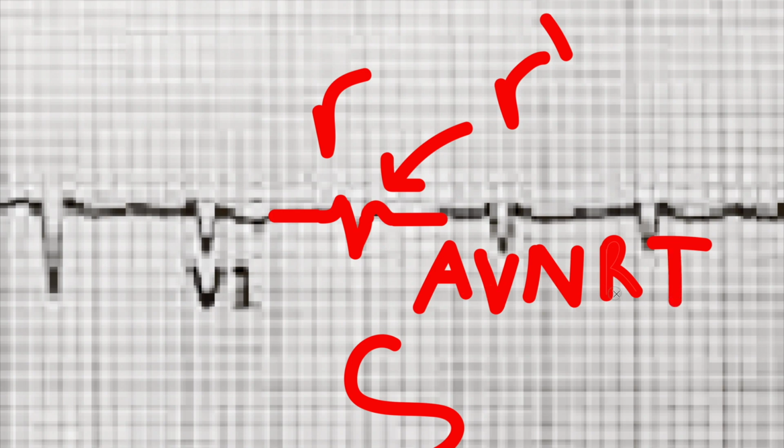AV nodal reentry tachycardia. AV pertains to the chambers of the heart that it involves, the atria and the ventricles. Nodal pertains to the AV node. And reentry means it's forming a reentry loop. So you're going to have some sort of a circuit that keeps feeding back on itself. And tachycardia just means it's above 100 beats per minute.